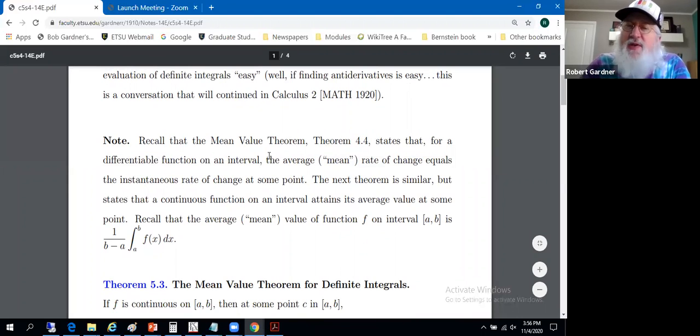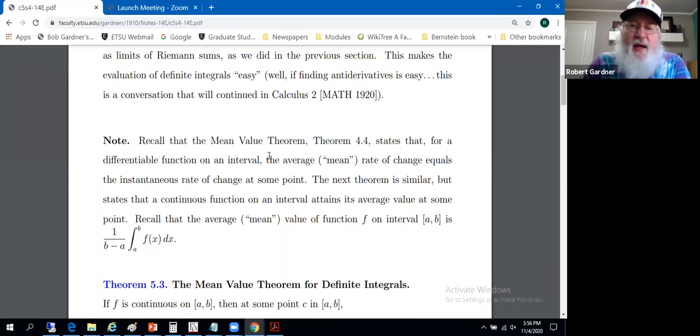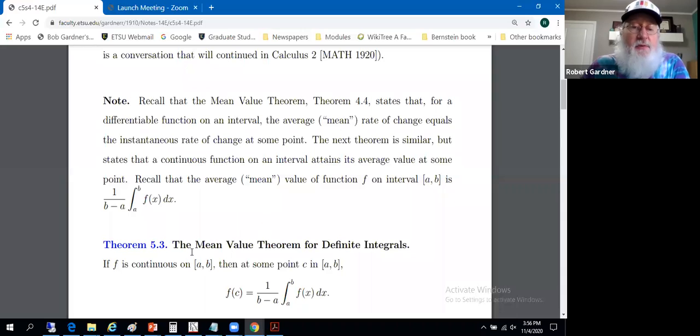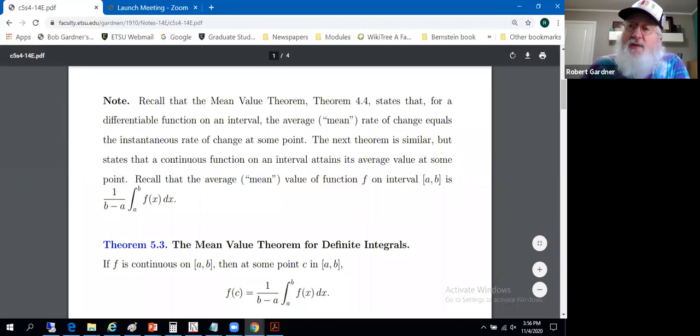We saw a mean value theorem, theorem 4.4, the mean value theorem for derivatives, which said that if we have a differentiable function on an interval, the average or the mean rate of change equals the instantaneous rate of change at some point. The next result is also called a mean value theorem. It's the mean value theorem for definite integrals. And what it says specifically is, if f is continuous on the interval from a to b, then at some point c in that interval, f of c equals 1 over b minus a times the integral from a to b of f of x dx.